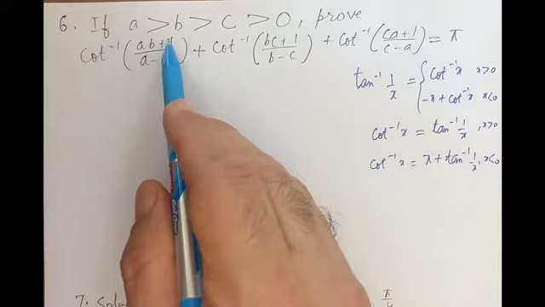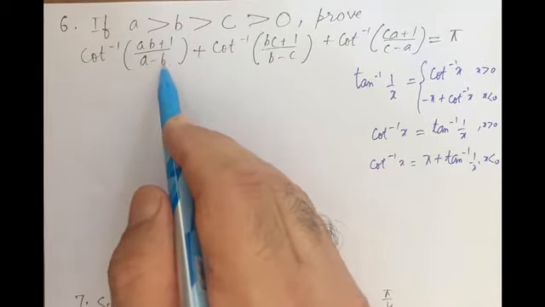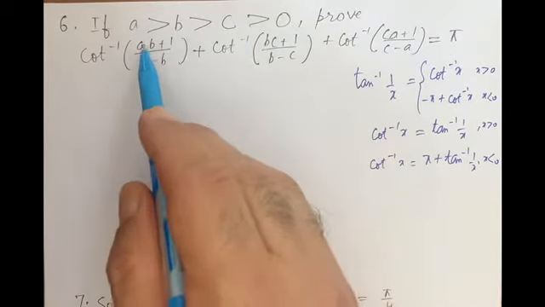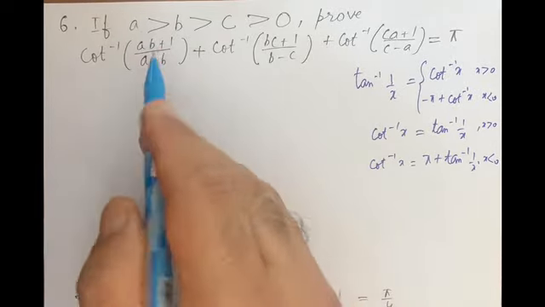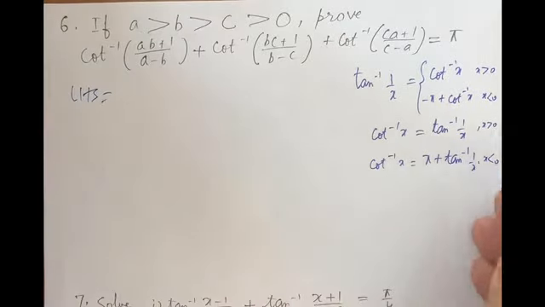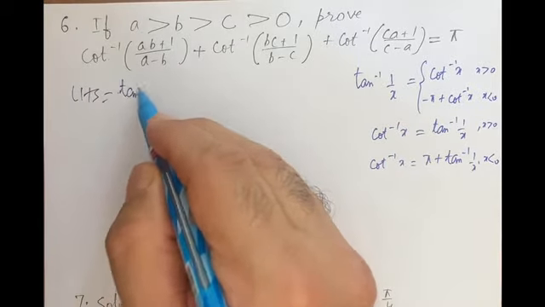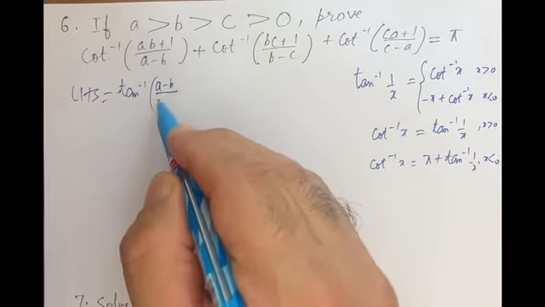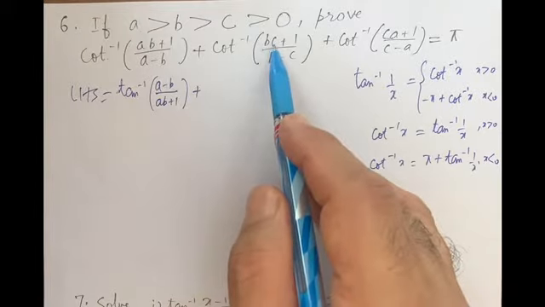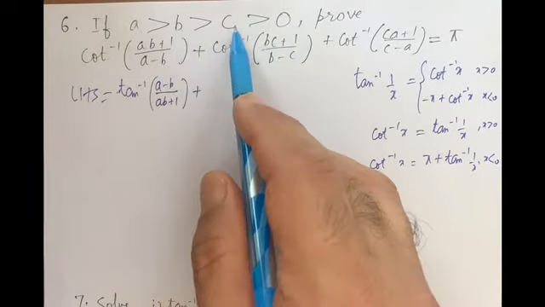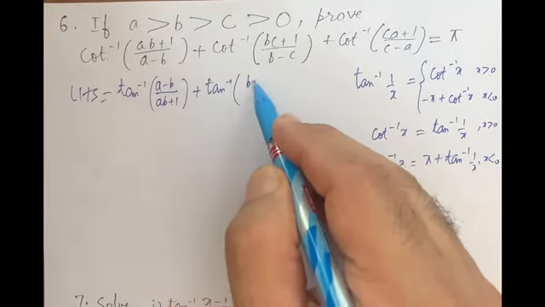So we are given a is greater than b, greater than c is greater than 0. So this means a is greater than b means a minus b is positive. A and b are both positive, therefore ab is positive. So this means this whole thing is positive, and if this is positive, then we can write cot inverse of this as tan inverse of reciprocal. So this will be tan inverse of simply reciprocal of this, ab plus 1. Here also b is positive, c is positive, bc is positive, this is positive, b is greater than c, b minus c is positive. This whole thing is positive. So this is tan inverse of reciprocal of this.